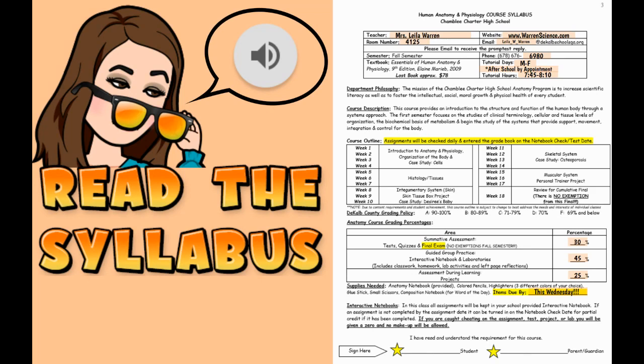And then the information at the bottom is about the interactive notebook itself. In this class, all assignments are kept in the interactive notebook. If it's not completed by the assignment date, it can be turned in on the notebook check date for partial credit. So any assignment that you don't have done on time can be made up for partial credit. If you're caught cheating on the assignment, test, project, or lab, you will be given a 0 and no makeup will be allowed. So you're going to sign, and then your parent is going to sign at the bottom.